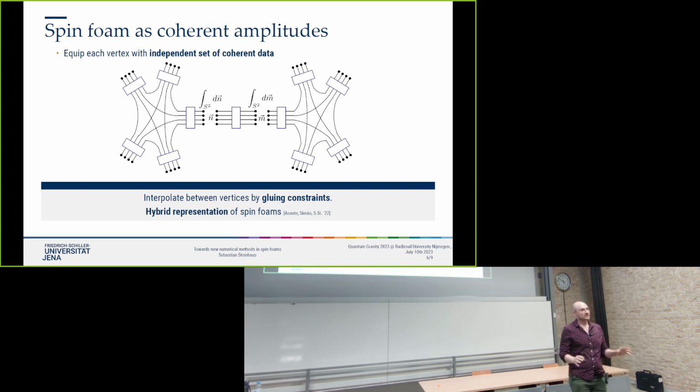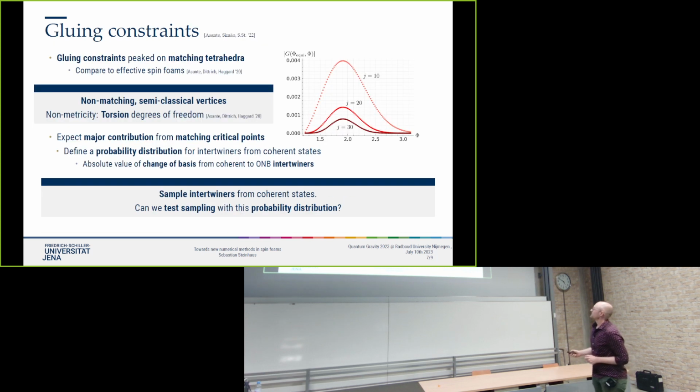But this is a different representation of the spin-foam partition function, where now each vertex comes with its own set of coherent data, for which you can at least heuristically apply the same logic that these should have critical points, and away from those critical points you should get exponential suppression. And we call these gluing constraints because they interpolate between the tetrahedra on both sides, and this is the so-called hybrid representation that we developed in my group.